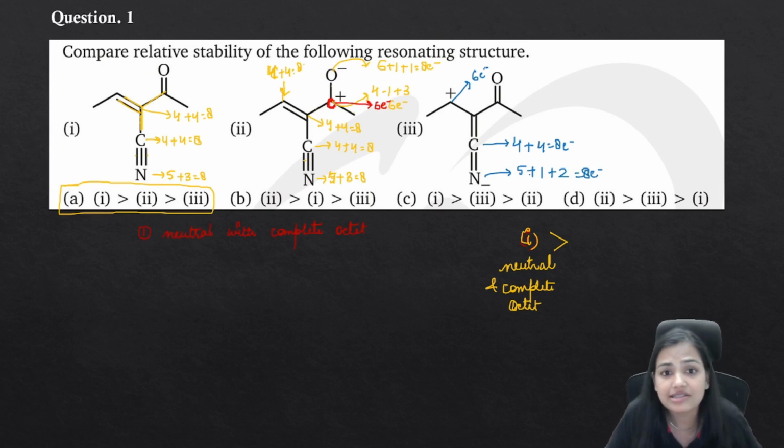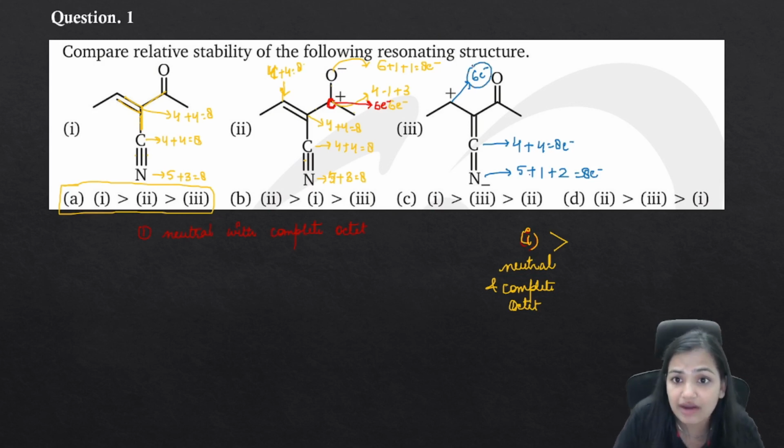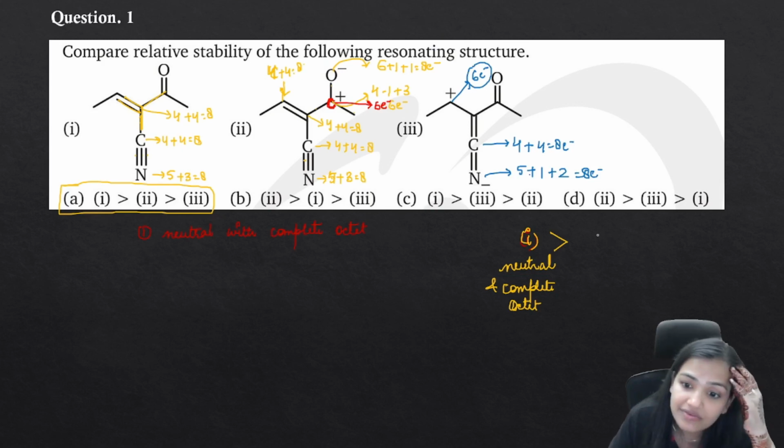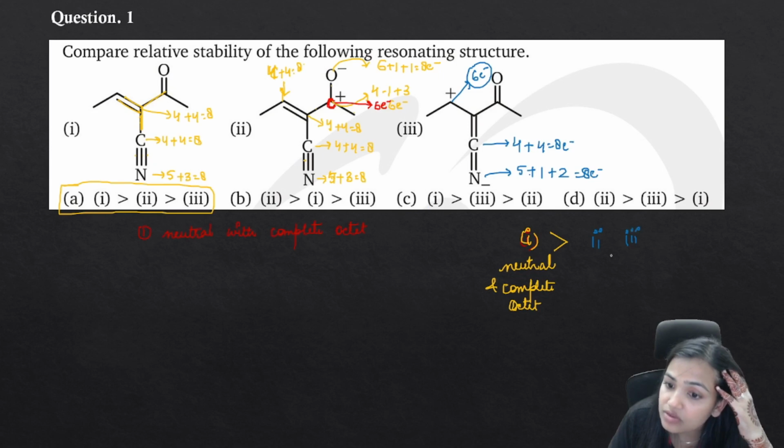So this is again a 6 electron center. Here also we do have a 6 electron. So it's very clear that out of the second and the third, their octet is incomplete. Octet incomplete. Okay, now we can move on to the second point.